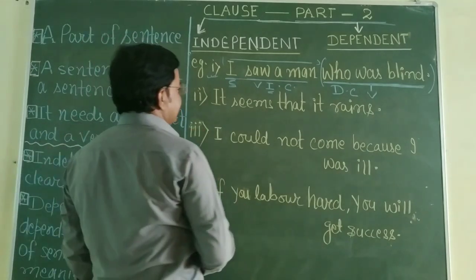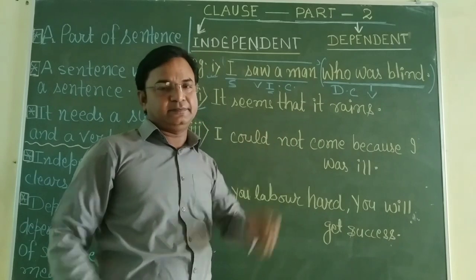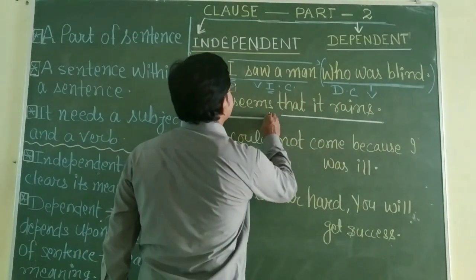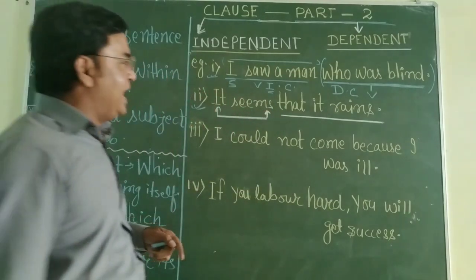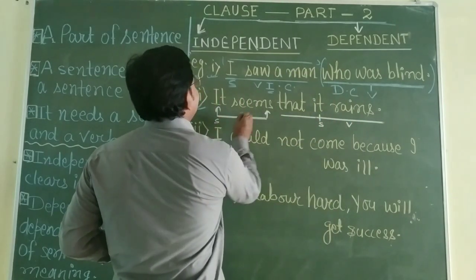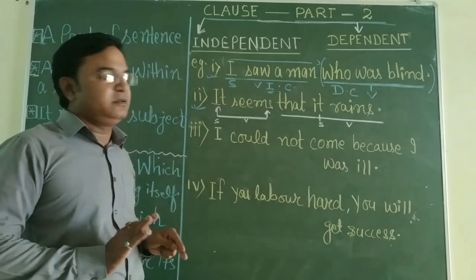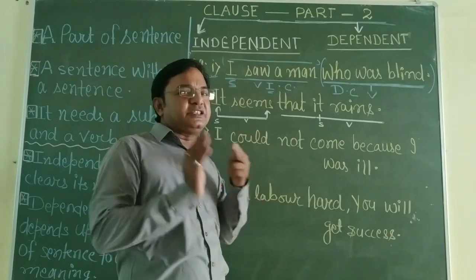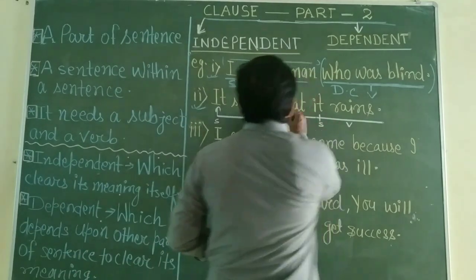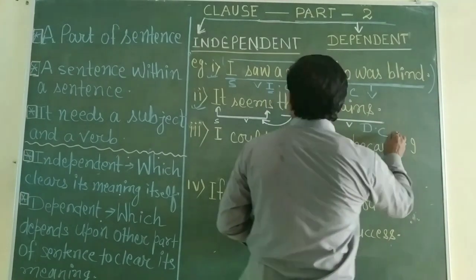Now come to the next example. In the next example you are watching, it is written, it seems that it rains. Here, that it rains, and here it seems. When we divide this sentence into two parts, we have that it rains, where it is the subject and rains is the verb, and it is again the subject here and seems is the verb. So we have got two clauses, one independent and another dependent. Independent clause is that clause which is clearing its meaning itself. It seems is clearing its meaning. Now, that it rains, this part is depending upon this part. That's why this is dependent clause, and this is independent clause.